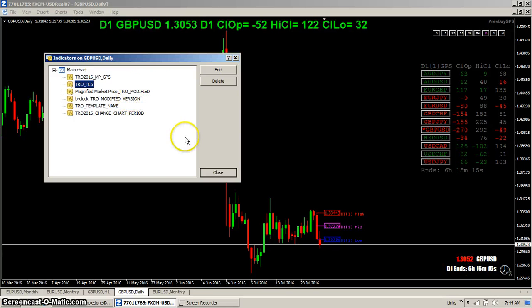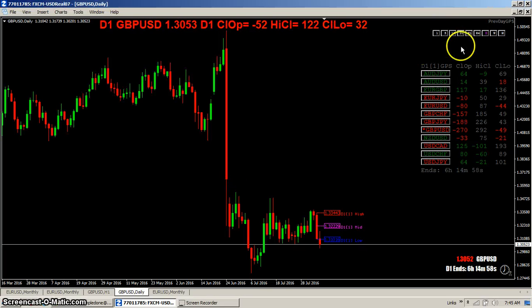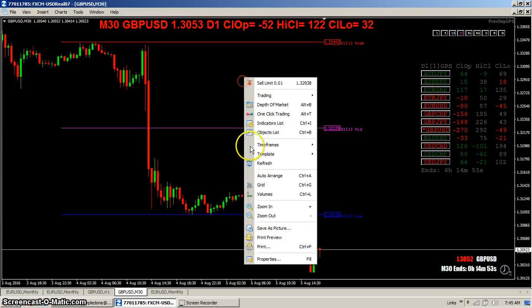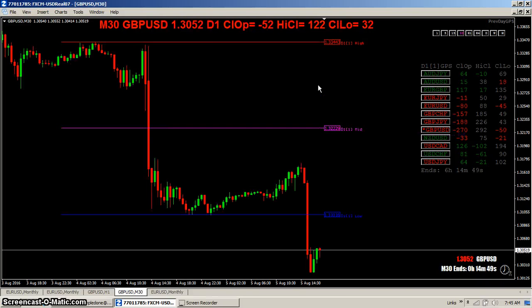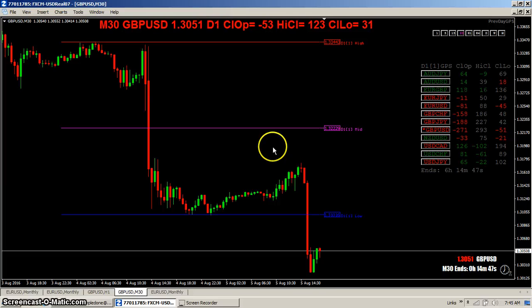We got the B clock here, no big deal. Template name, I've got a bunch of templates. I really wish that MT4 would put the template name somewhere down here so you know what template you're looking at. And finally, the change chart period, little indicator I wrote here that we can use to change the chart period as opposed to having to do a right click or hitting F11 and doing it up top.